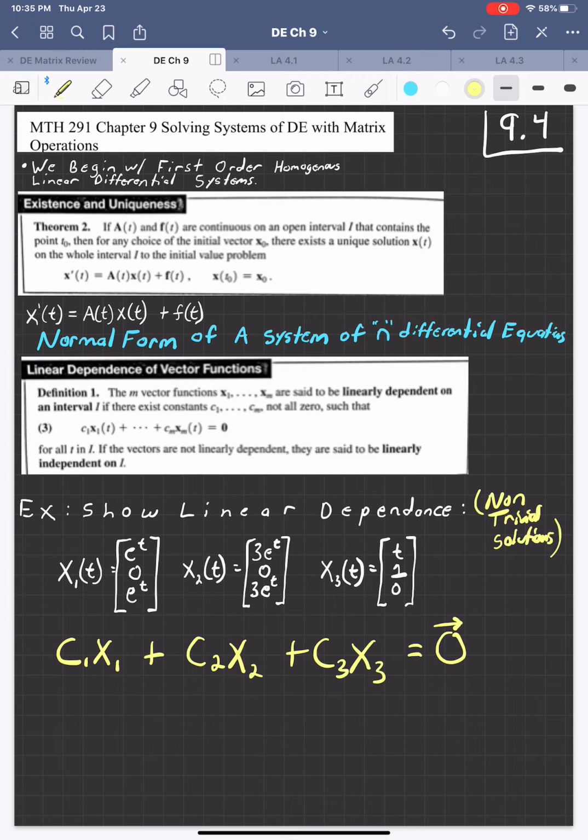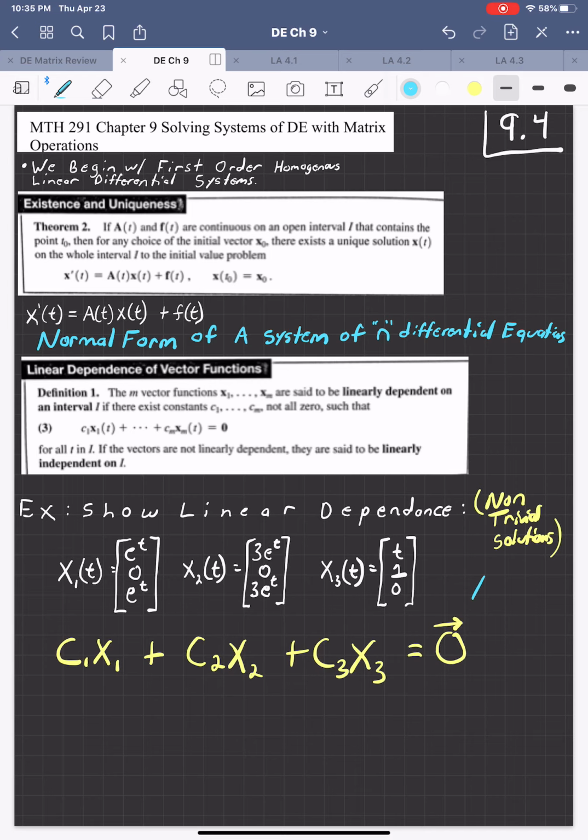Even if we can just find one other solution, other than just choosing zeros for the c's, that is one additional way of getting to 0, and that would show that it is linearly dependent. Now, I'm going to take note of something.